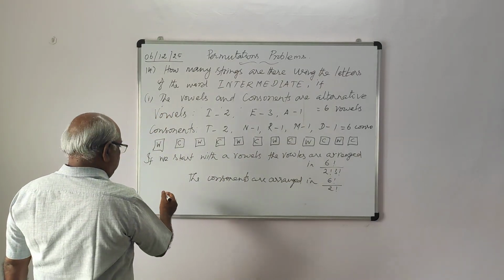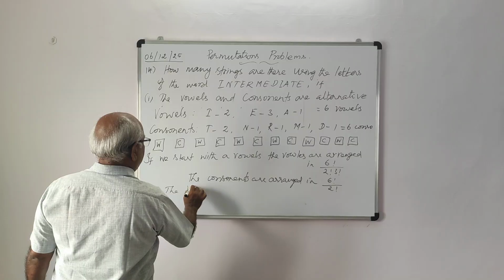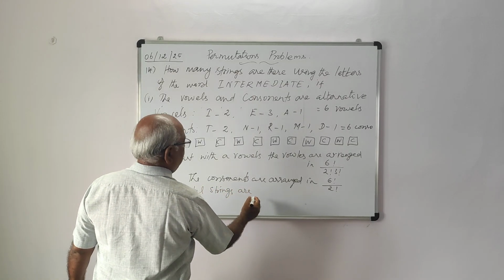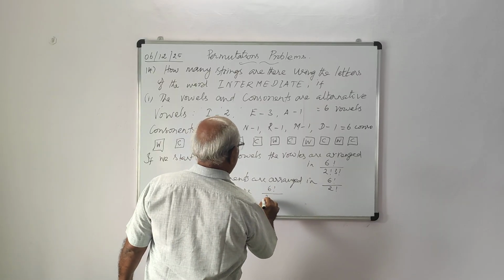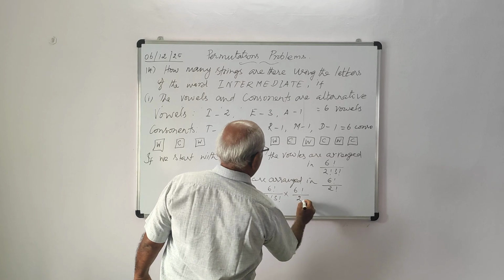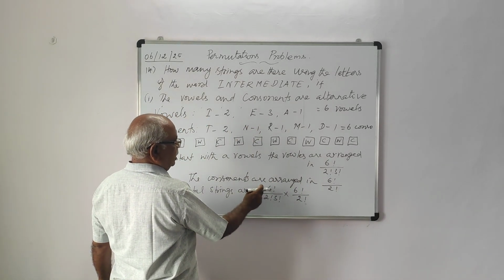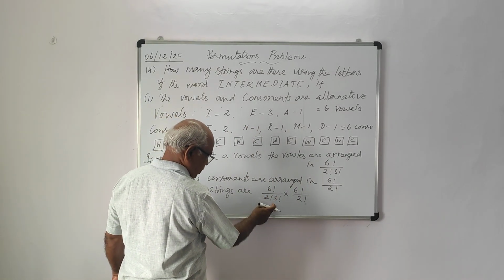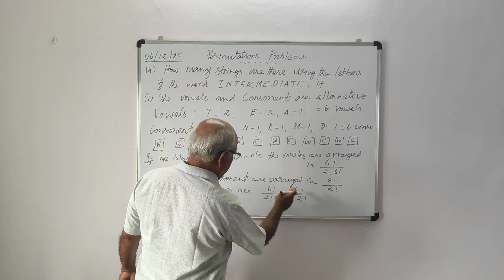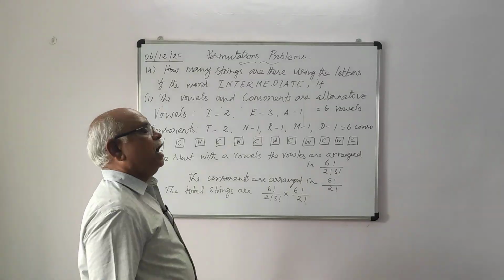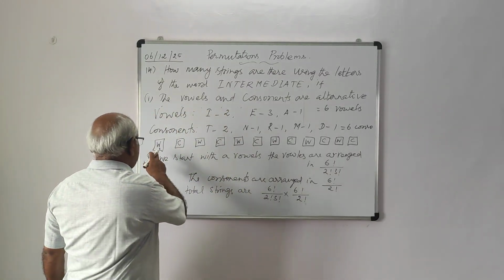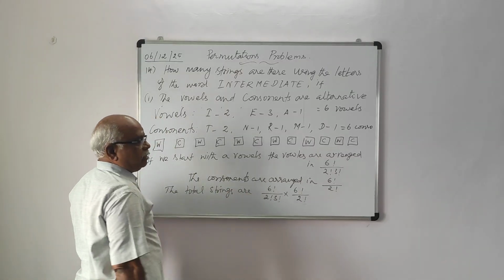See, the total strings are 6 factorial by 2 factorial into 3 factorial, by the multiplication rule. Vowels are arranged in 6 factorial by 2 factorial into 3 factorial ways. Consonants are arranged in 6 factorial by 2 factorial ways, and by the multiplication rule, these two should be multiplied, and this is one arrangement, if we start with the vowel.